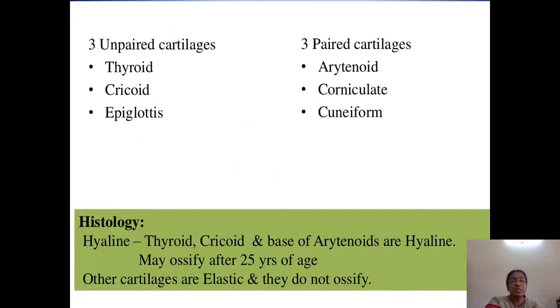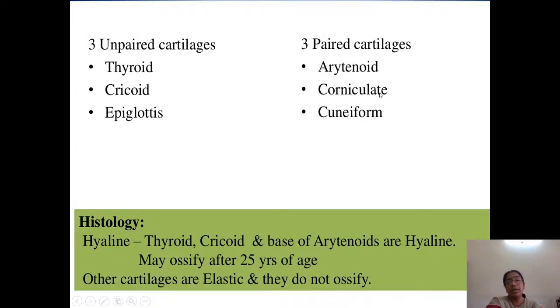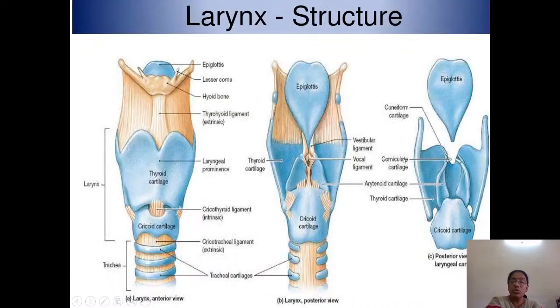In the cartilages, there are some unpaired and some paired cartilages. The unpaired cartilages are thyroid, cricoid and epiglottis. This is the thyroid cartilage, this is the cricoid cartilage, this is the epiglottis; these are unpaired. The paired cartilages are arytenoid, corniculate and cuneiform. This is the arytenoid cartilage, this is the corniculate cartilage, this is the cuneiform cartilage; these are all small, paired cartilages.